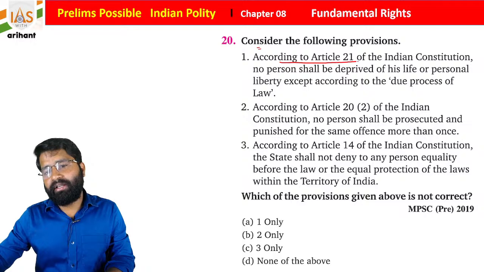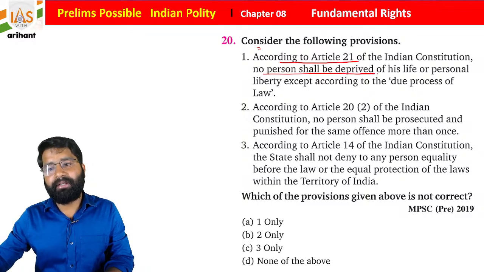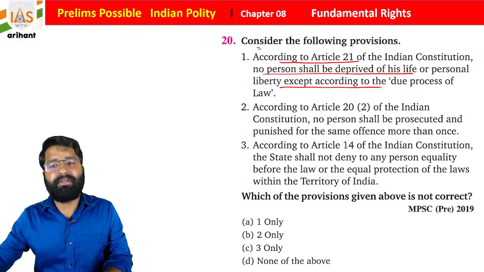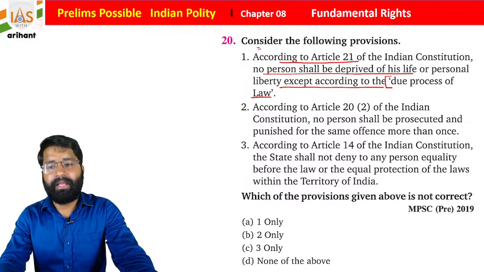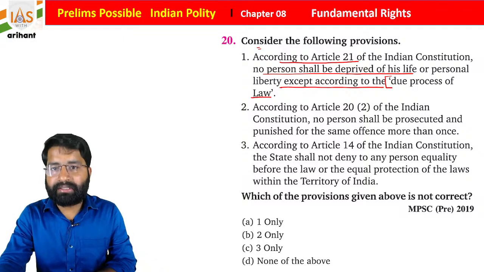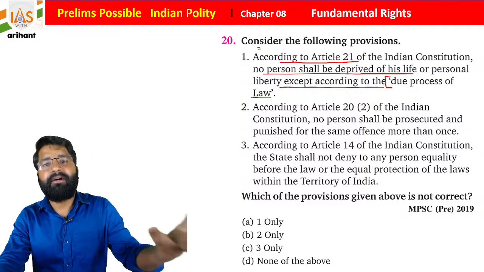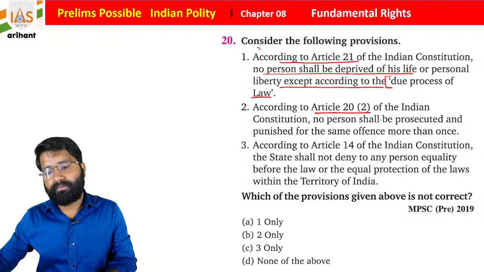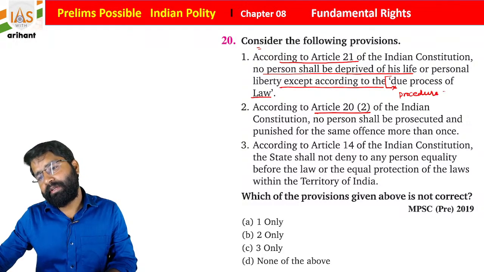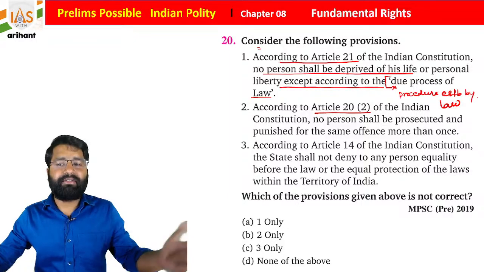According to Article 21 of the Indian Constitution, no person shall be deprived of his life or personal liberty except according to due process of law. Student, what are we following? Procedure established by law. But now we have started considering due process of law, which means we are checking the legality of the law too. So it is not strictly due process of law, we are following the procedure established by law, but now we are checking, though not in every sense.